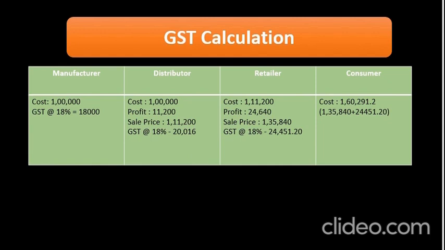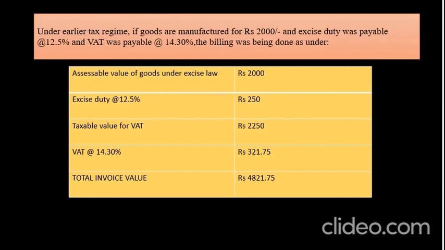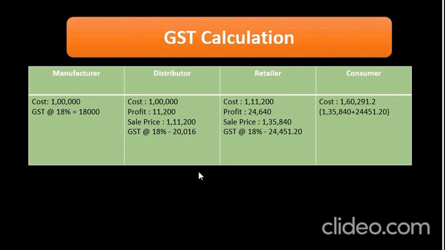But in the earlier regime, the tax paid by the manufacturer, distributor, and retailer, everything will be collected from the consumer. But when it comes to the GST regime, only the retailer's tax payment will be collected from the consumer. So this value added chain will be eliminated, that is, the tax on tax effect will be eliminated. So this is the difference between the calculation of your older regime and your current GST calculation. This is the major difference: your cascading effect, that is, tax on tax effect, will be avoided.